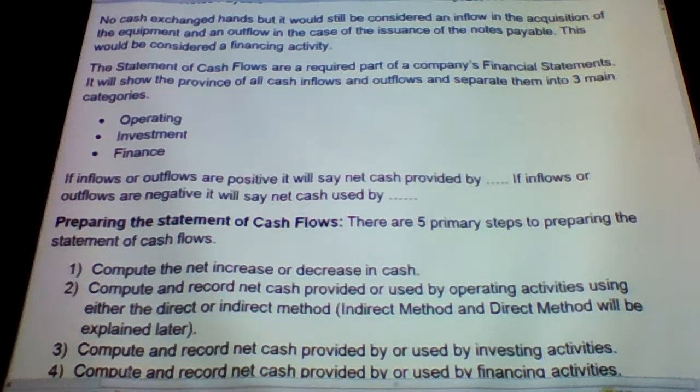No cash exchanged hands, but it would still be considered an inflow in the acquisition of the equipment and an outflow in the case of the issuance of the notes payable. This would be considered a financing activity.